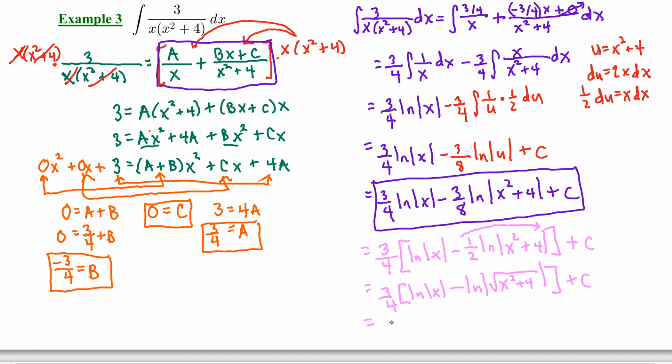And so condensing our logs, we have 3/4 times the natural log of the absolute value of x divided by the square root of x squared plus 4. So that's your most advanced, most concise answer. Again, if you make it this far, I'm cheering for you. I'm happy you figured out the partial fractions, the u substitution, the antiderivative.